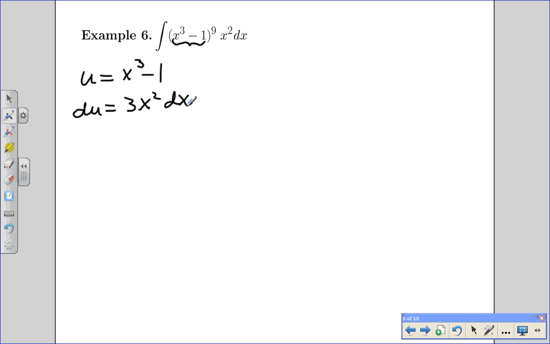Now, the problem is that my du is 3x squared dx, but I don't have 3x squared dx. I only have x squared dx. Now at this point there are many different algebraic ways to solve the problem, and I'm going to show you 2 of them. Here we have x squared dx in the original integral. I have the integral of (x cubed minus 1) to the 9th times x squared dx.